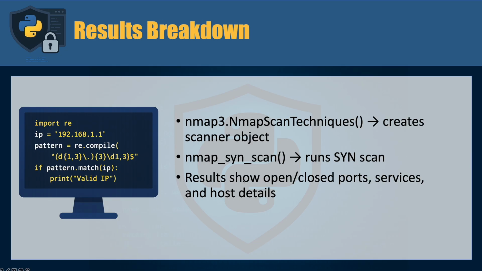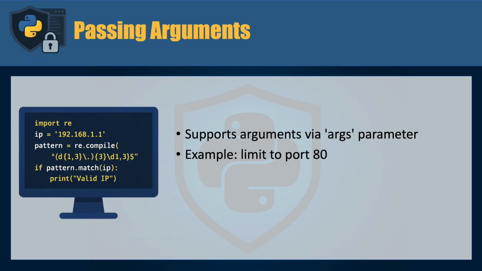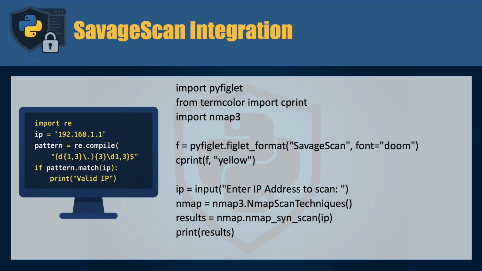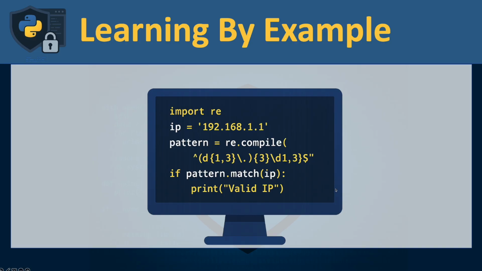Let's just talk about the components. That function call, nmap3.NmapScanTechniques, creates a scanner object, and then we can call the function nmap_syn_scan to run a SYN scan. The results show open and closed ports, services, and host details. This supports arguments via the args parameter, and we can do something like limit to port 80. Let's go ahead and jump in and take a look at some code and learn by example.